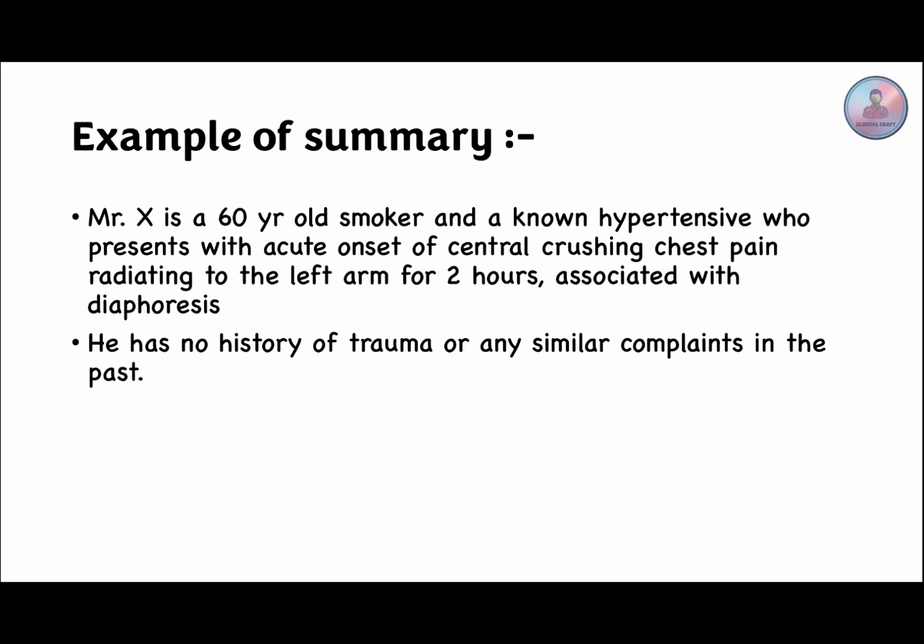Mr. X is a 60-year-old smoker and a known hypertensive who presents with acute onset central crushing chest pain radiating to the left arm for 2 hours, associated with diaphoresis. He has no history of trauma or any similar episodes in the past. This presentation is highly suggestive of acute coronary syndrome.